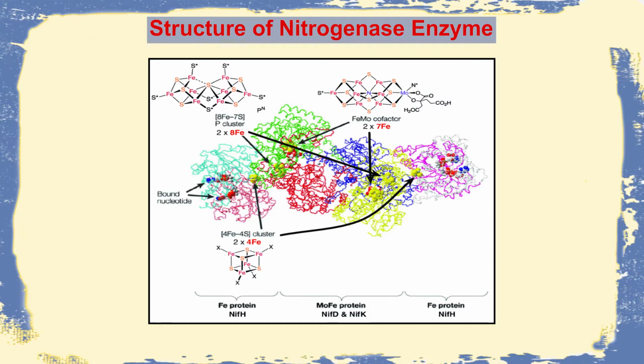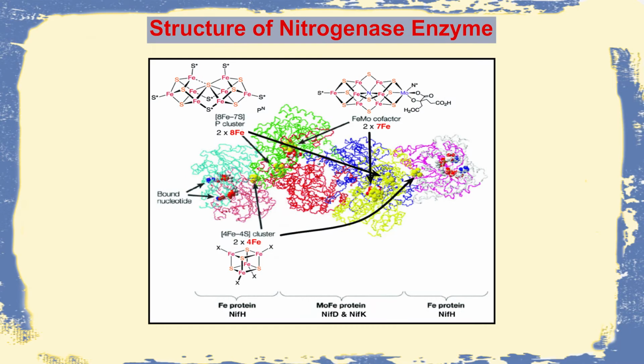Nif H gene activity. But the most important component of nitrogenase is the central MoFe protein, which is produced by Nif D and Nif K, and it has 8 Fe and 7 S, that is an iron sulfur center. And definitely they are entirely involved in the reduction of dinitrogen or nitrogen gas to ammonia. Now let us discuss how this nitrogen is reduced to ammonia.